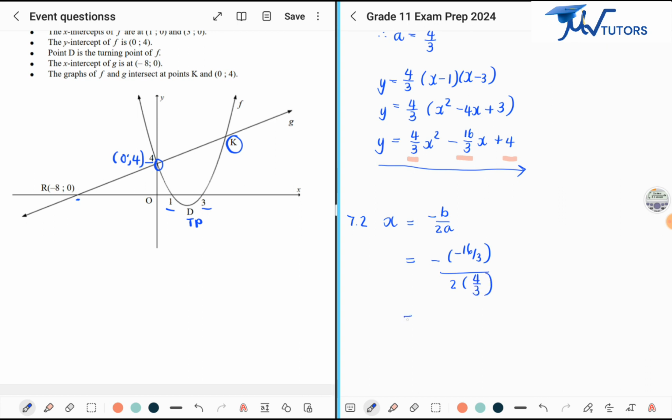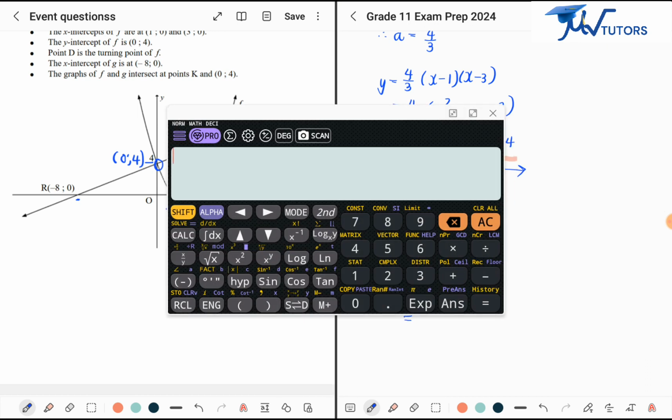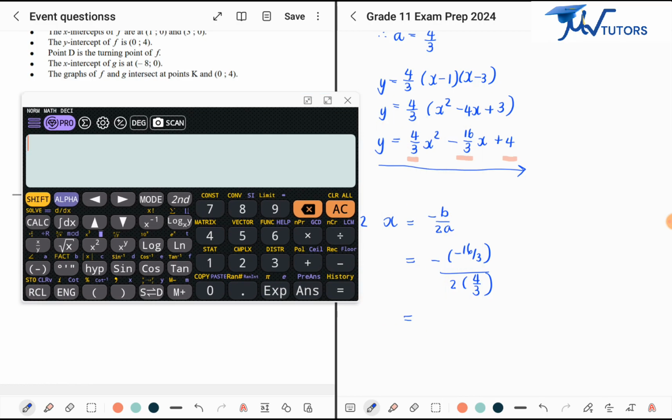So at this point, you can just put everything in the calculator. We are trying to save time here, okay? So we have negative, and then we have -16 over 3. Just close that bracket, and then you have 2 times 4 over 3.